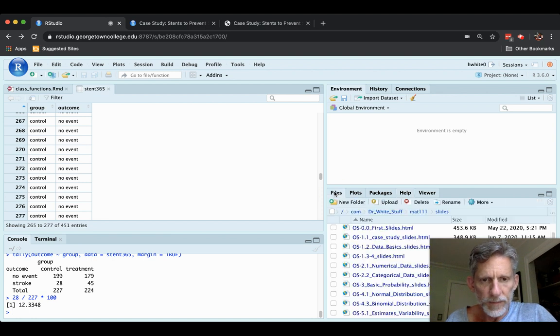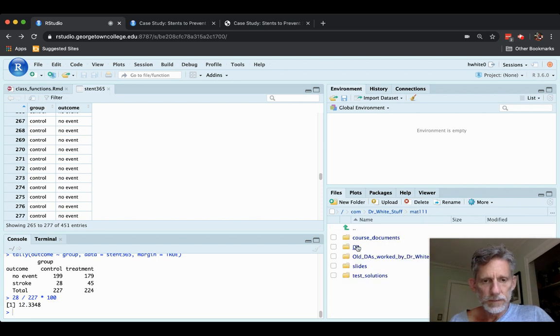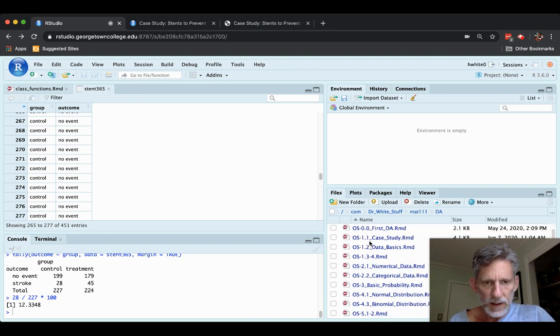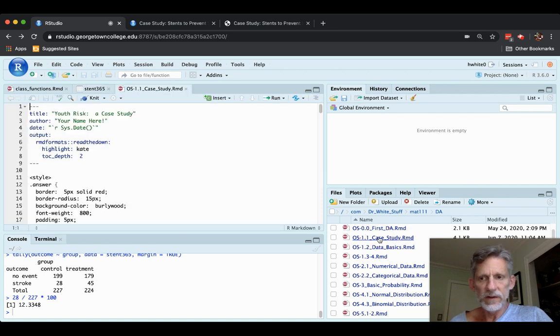So let me go over to Files and see where my Files pane is pointed right now. It's in Dr. White Stuff, Mat 111, Slides. I'll go back to Mat 111 by clicking on that, and then I'll click on DA. And I'll open up OS 1.1 Case Study RMD. And remember how we've been taught from our previous practice section, immediately we want to save this DA to our submit folder back in our home directory.